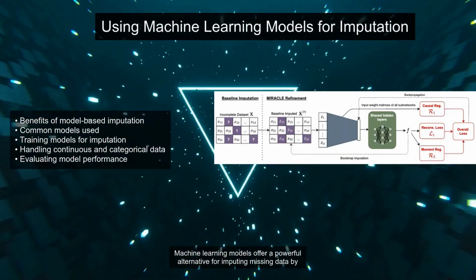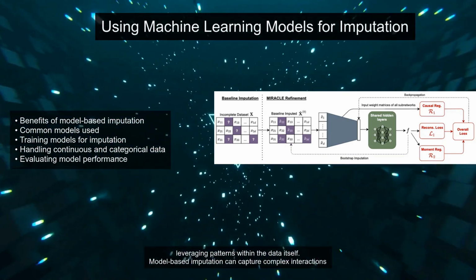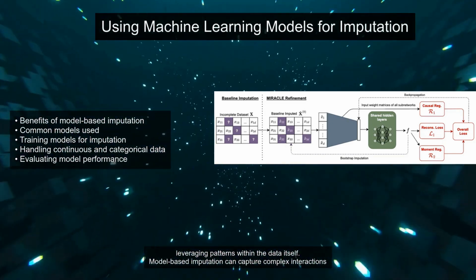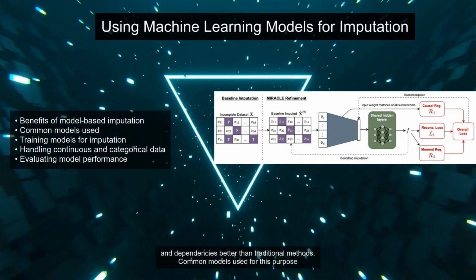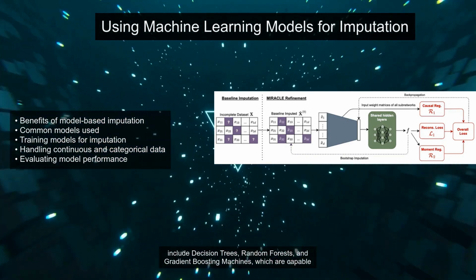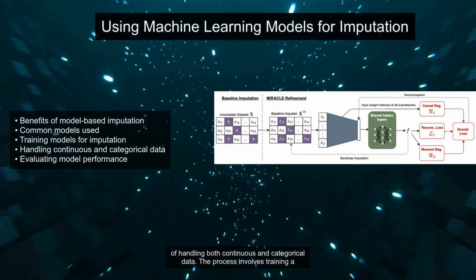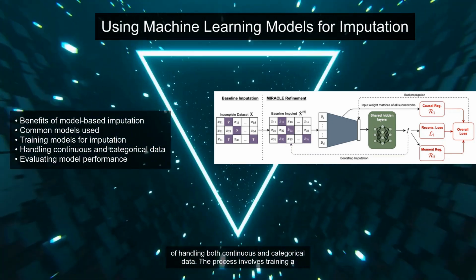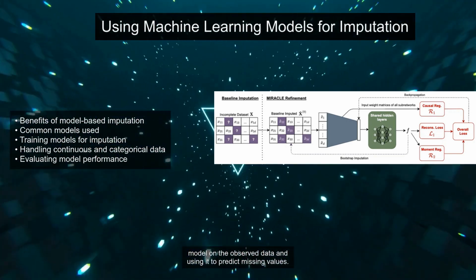groupings or clusters. Machine learning models offer a powerful alternative for imputing missing data by leveraging patterns within the data itself. Model-based imputation can capture complex interactions and dependencies better than traditional methods. Common models used for this purpose include decision trees, random forests, and gradient boosting machines, which are capable of handling both continuous and categorical data. The process involves training a model on the observed data and using it to predict missing values.